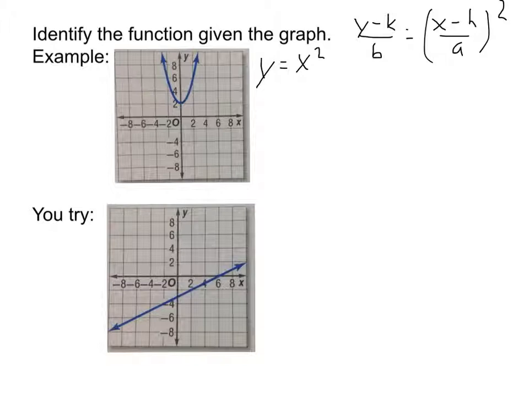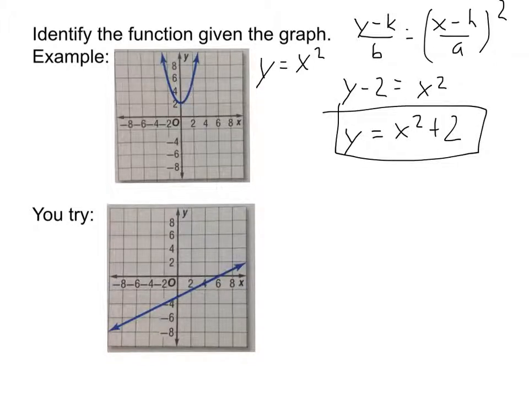Notice the only thing this has done is shifted up 2. It hasn't shifted horizontally, so we don't have an h value. It hasn't stretched or shrunk vertically or horizontally, so a and b are just 1. But k is equal to 2, so this would be y minus 2 over 1 equals x squared, because it's x minus 0 over 1. So this just leaves us the x squared. If we solve this for y by adding 2 to both sides, we'd get x squared plus 2. That is what the graph there is.